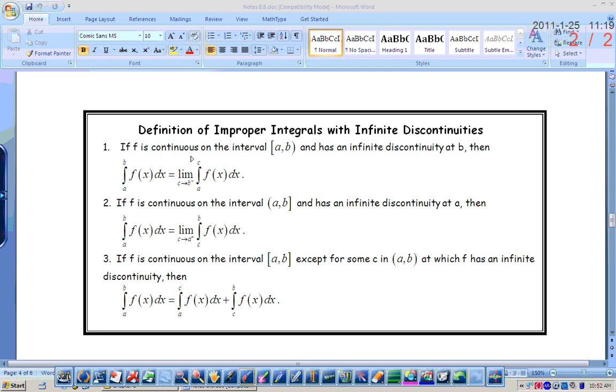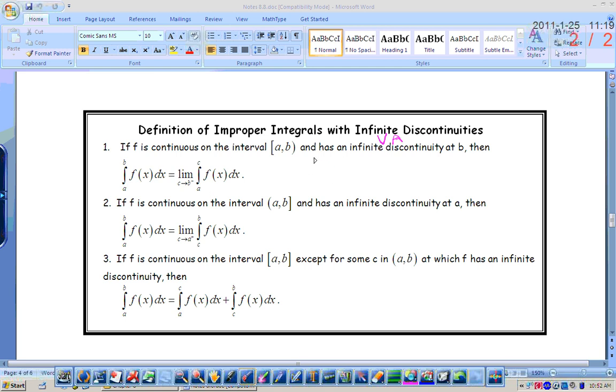All right, so if f is continuous between a and b and has an infinite discontinuity at b, an infinite discontinuity is a fancy name for a vertical asymptote. So this function has a vertical asymptote at b. Then if we're trying to integrate between a and b, where b is a vertical asymptote, we're going to have to take the limit as c approaches b from the left side, integral from a to c. Okay, and that kind of makes sense.